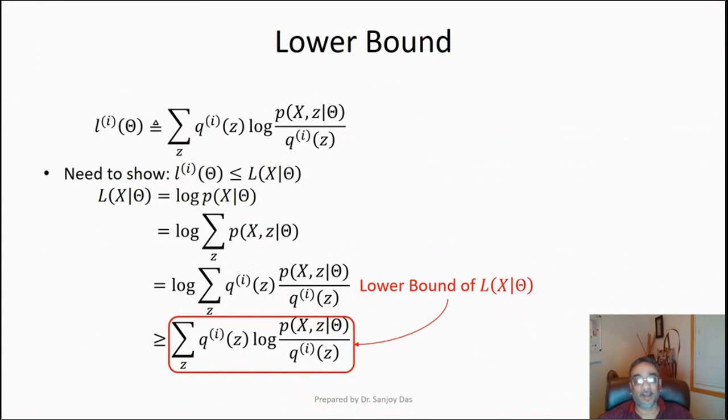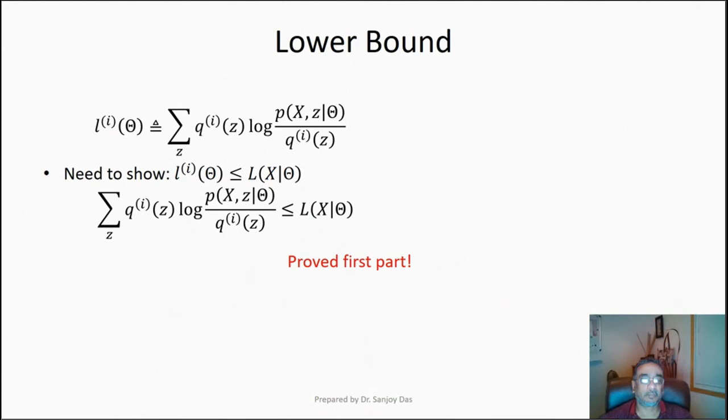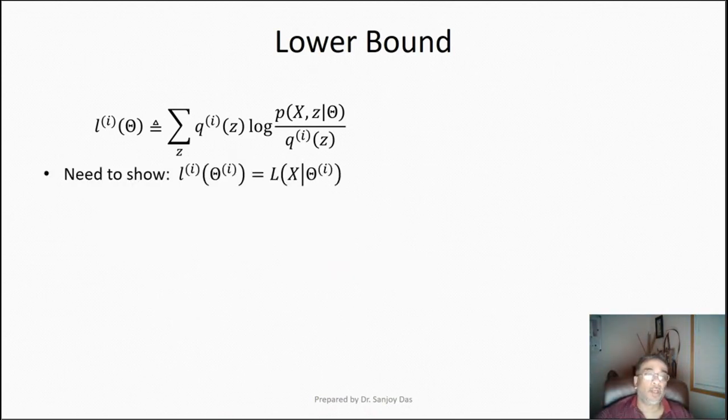Now we proceed with the second part, which is when theta equals theta_i, the lower bound estimate l_i(theta_i) should be equal to the log likelihood. So we just make a note that we have indeed proved the first part. Now we proceed with the second part. We need to show that at theta_i, the parameters or the hypothesis in iteration i, the lower bound, lowercase l superscript i, is equal to the log likelihood at theta_i. And that's the second part.